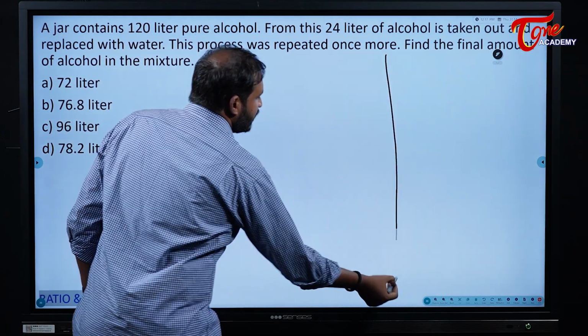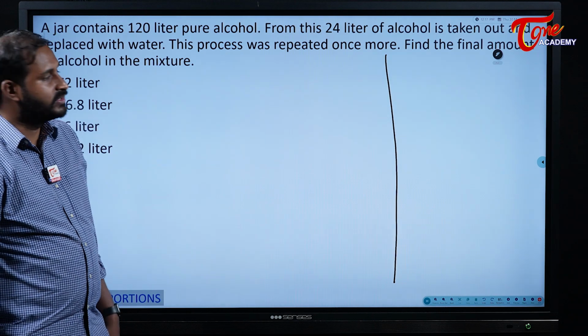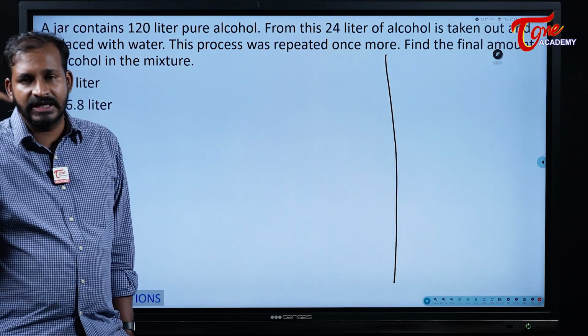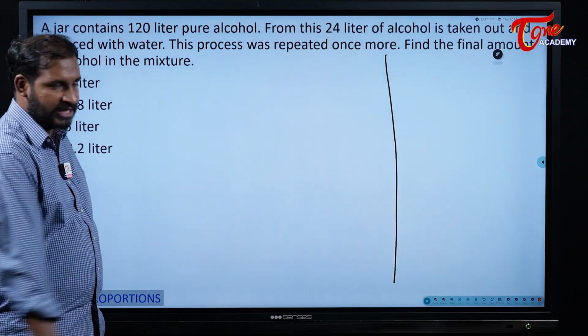We will solve this one with the traditional method for once, and we will solve the same one with the formula. With the formula, we will get the answer very quickly and effectively. We will see both the methods here.